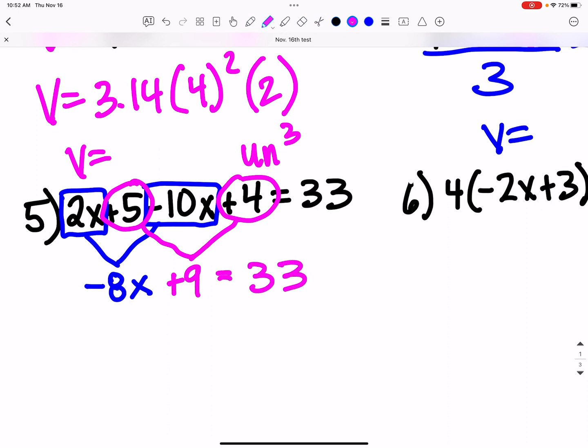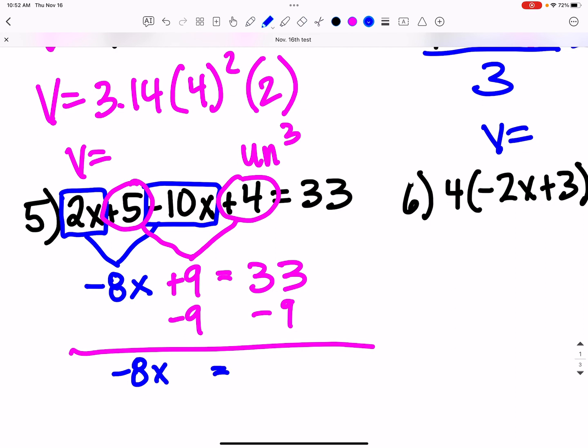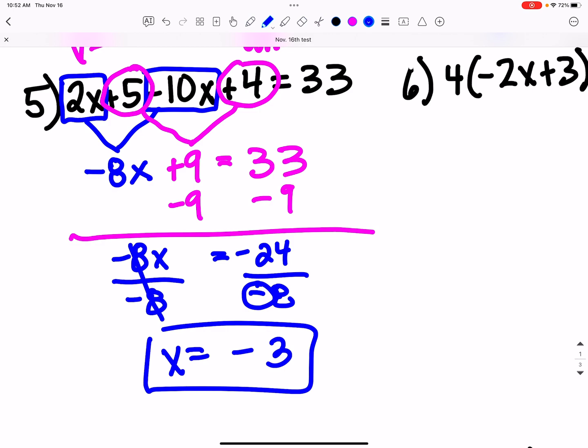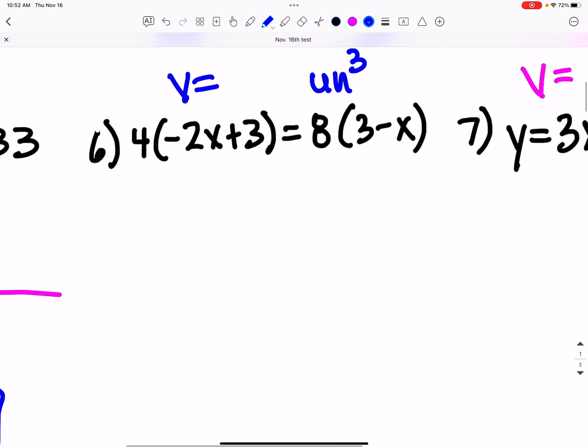Now, I've already made my teams by color, so I got to send the 9 to the other side. Minus 9, minus 9. So I get negative 8x equals 24. Divide by negative 8, not by 8, by negative 8. And x equals 24 divided by 8 is 3. Nothing killed this negative. There wasn't another negative on top to kill it, so the negative survives. X equals negative 3.